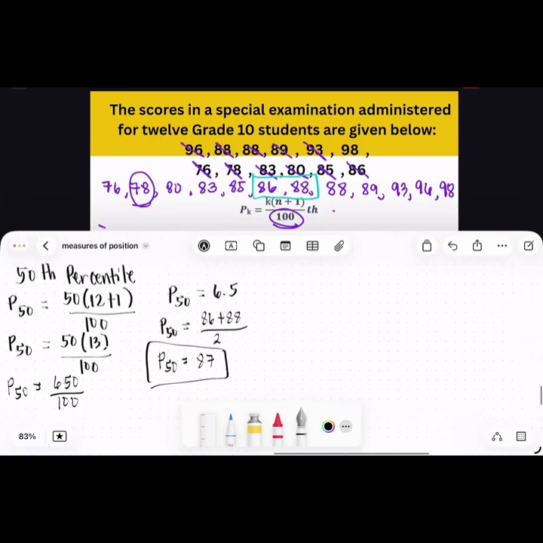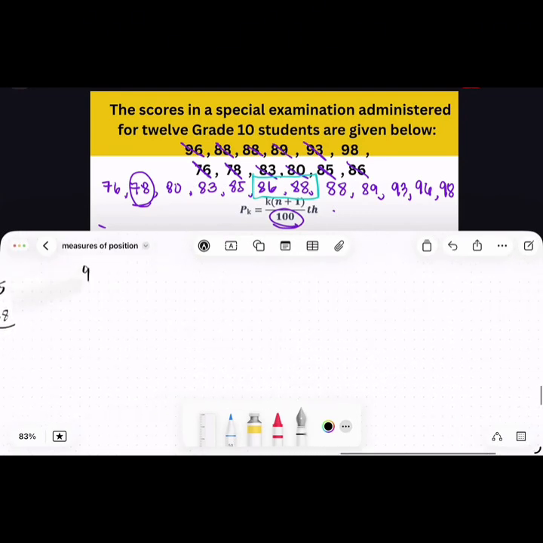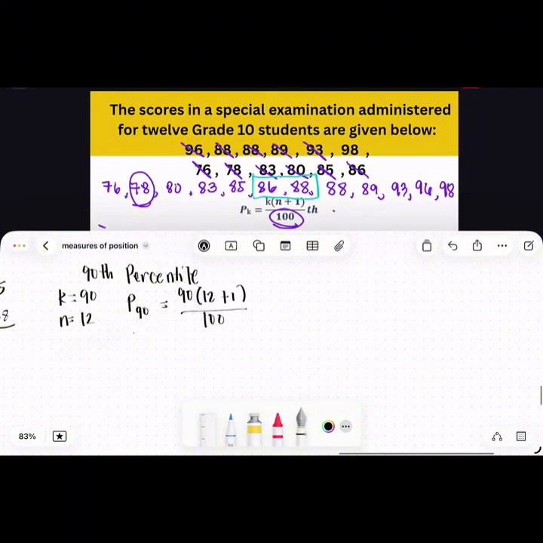And last, we're going to solve for the 90th percentile. So K is equal to 90, N is equal to 12. Now, for our formula, let us follow the formula again. Our formula is P sub K, which is 90, is equal to K, which is 90, times N, which is 12, plus 1, over 100. Now, proceed. Percentile 90 is equal to 90 times 13, since 12 plus 1, divided by 100.